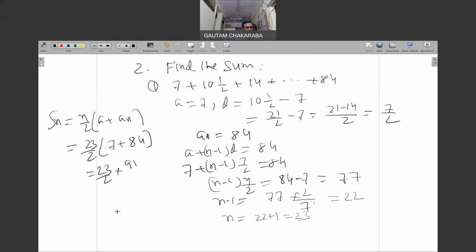Okay, so now don't get confused. If you are confused, then you can apply the identity n by 2, 2a plus n minus 1 into d, that is enough, and after putting the values and solving, you get the same result. Okay, now the third and second parts are all the same. You do the first, then I will move to the next question. Next question is question number 3. Okay, noted.